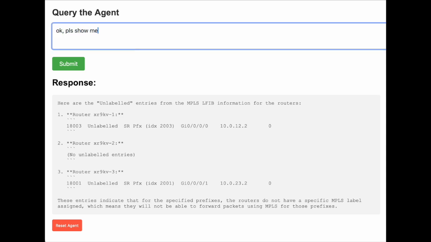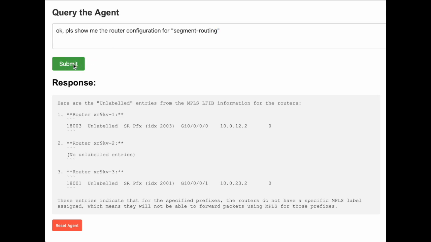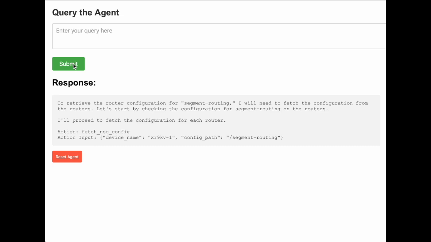Please show me the router configuration for, now this is interesting, for segment routing. I don't remember the exact syntax. Let's see if it works. Okay. To choose a segment, I would, okay, well, we need to reset.